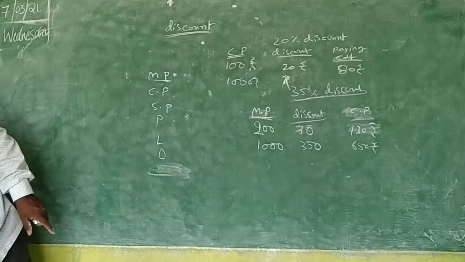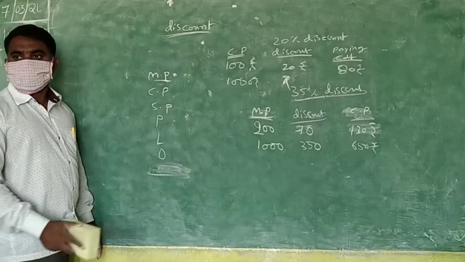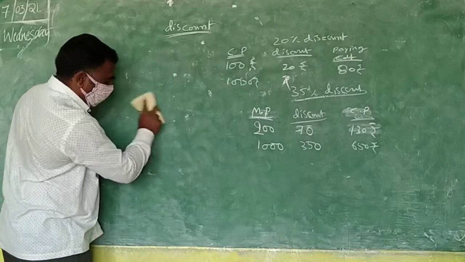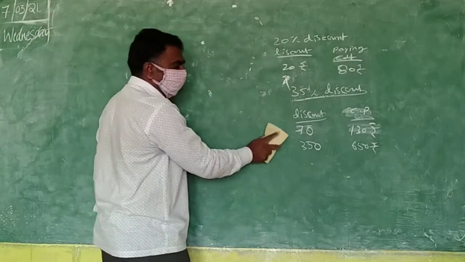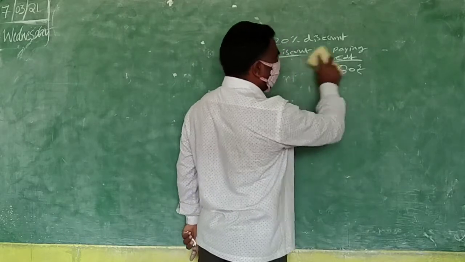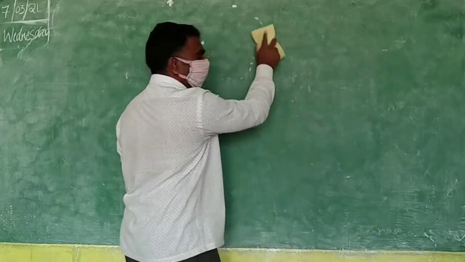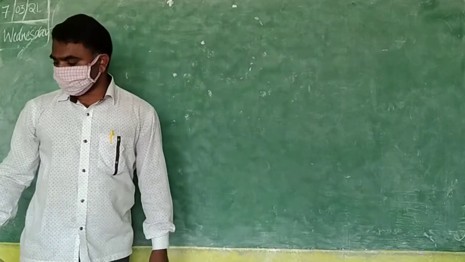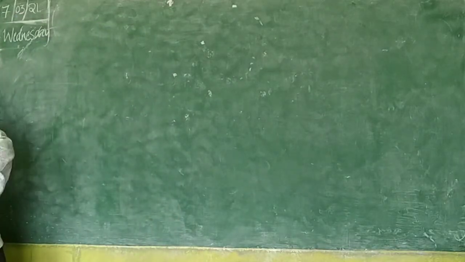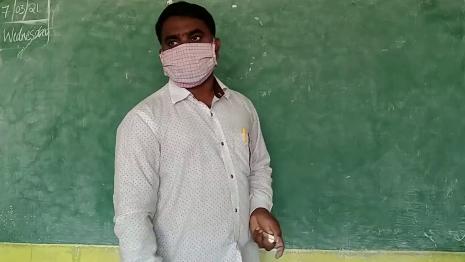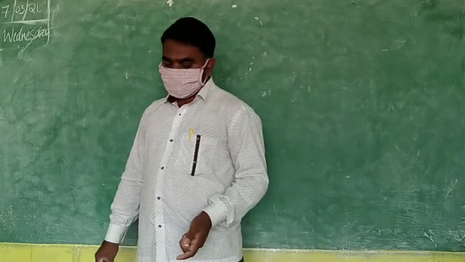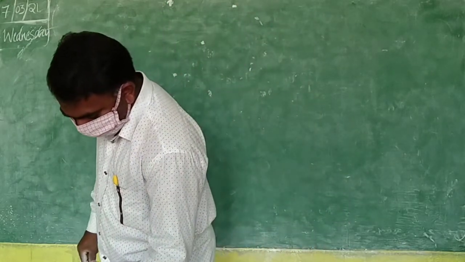If you understand these terms, problems are very easy. You need to understand the pattern of business, what they are doing, what cost they are writing there, what SP means, what is profit, what is loss, what is discount. If you understand exact meanings, we can easily analyze and solve the problem. Okay, now the first problem I am giving.